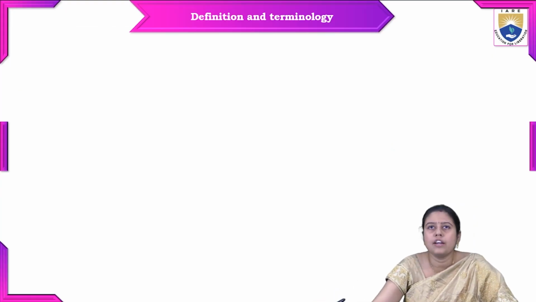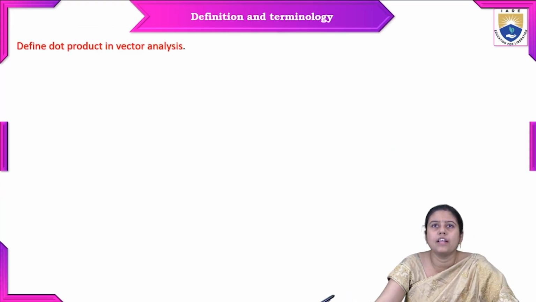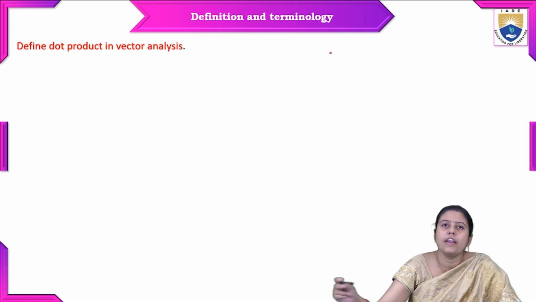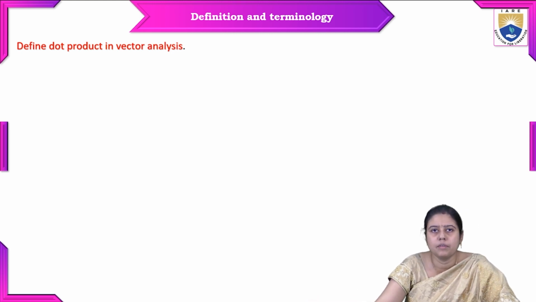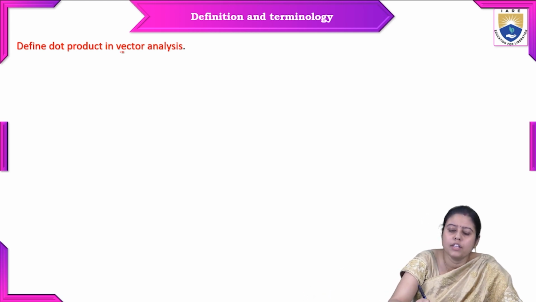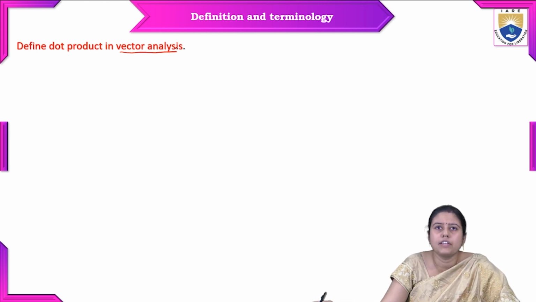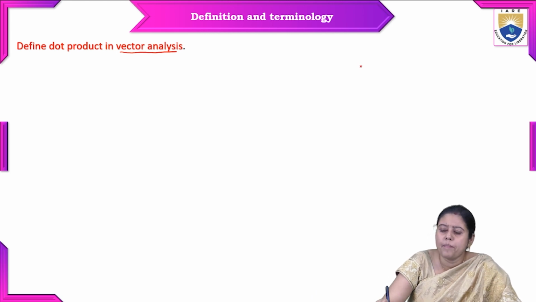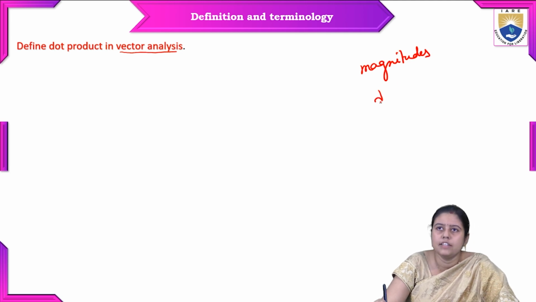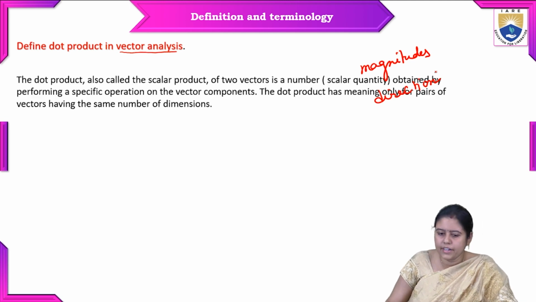Now, the first question I will discuss today is: define the dot product in vector analysis. First, what is a vector? A vector is any quantity or measurable thing that has direction as well as magnitude. So what is vector analysis? If a topic has magnitudes as well as direction, then we call it vector analysis.